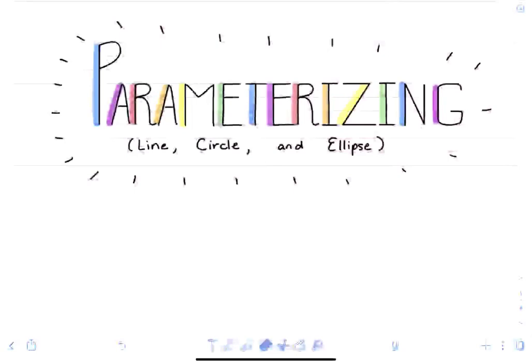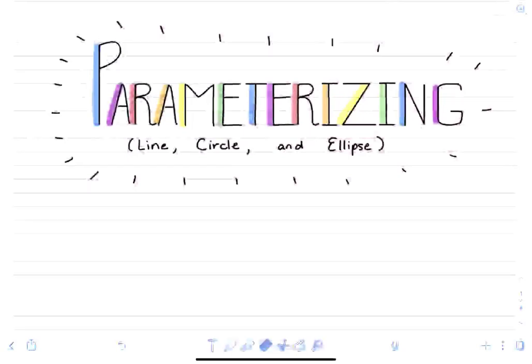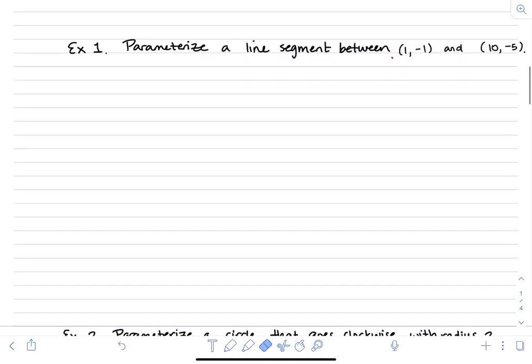So we're going to be going over parameterizing curves, and specifically we're going to look at lines, circles, and ellipses. So remember that parameterizing means you're going to be looking at your x and y variables as separate variables dependent on a parameter, which is generally going to be either time or an angle depending on what suits us. So let's take a look at parameterizing a line.